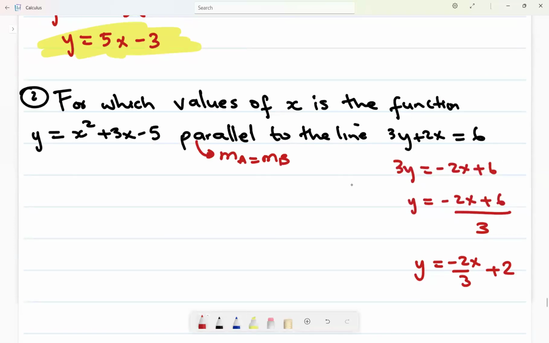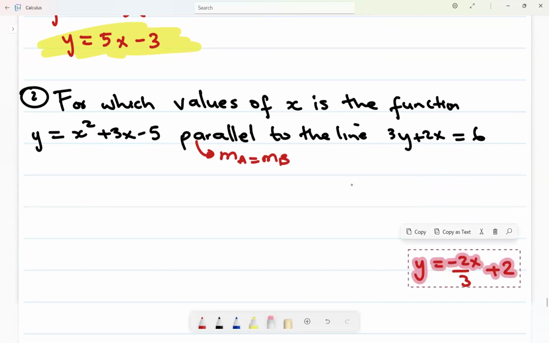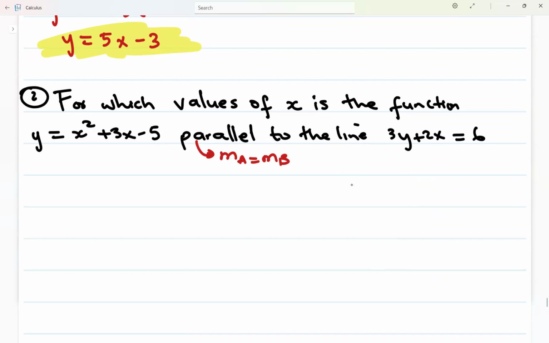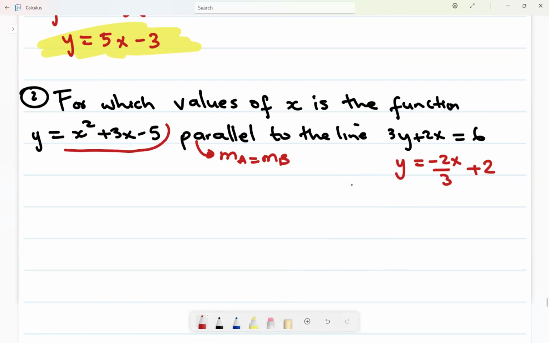Okay? Can you see now I've written this equation in a new format? Just simplified it. Now, I want to know for which values of x is the function, this one, parallel to that line. Remember, for these two lines to be parallel, their gradients need to be what? Remember, this is just for which values of x is the function? This one. This is the function, parallel to this line.